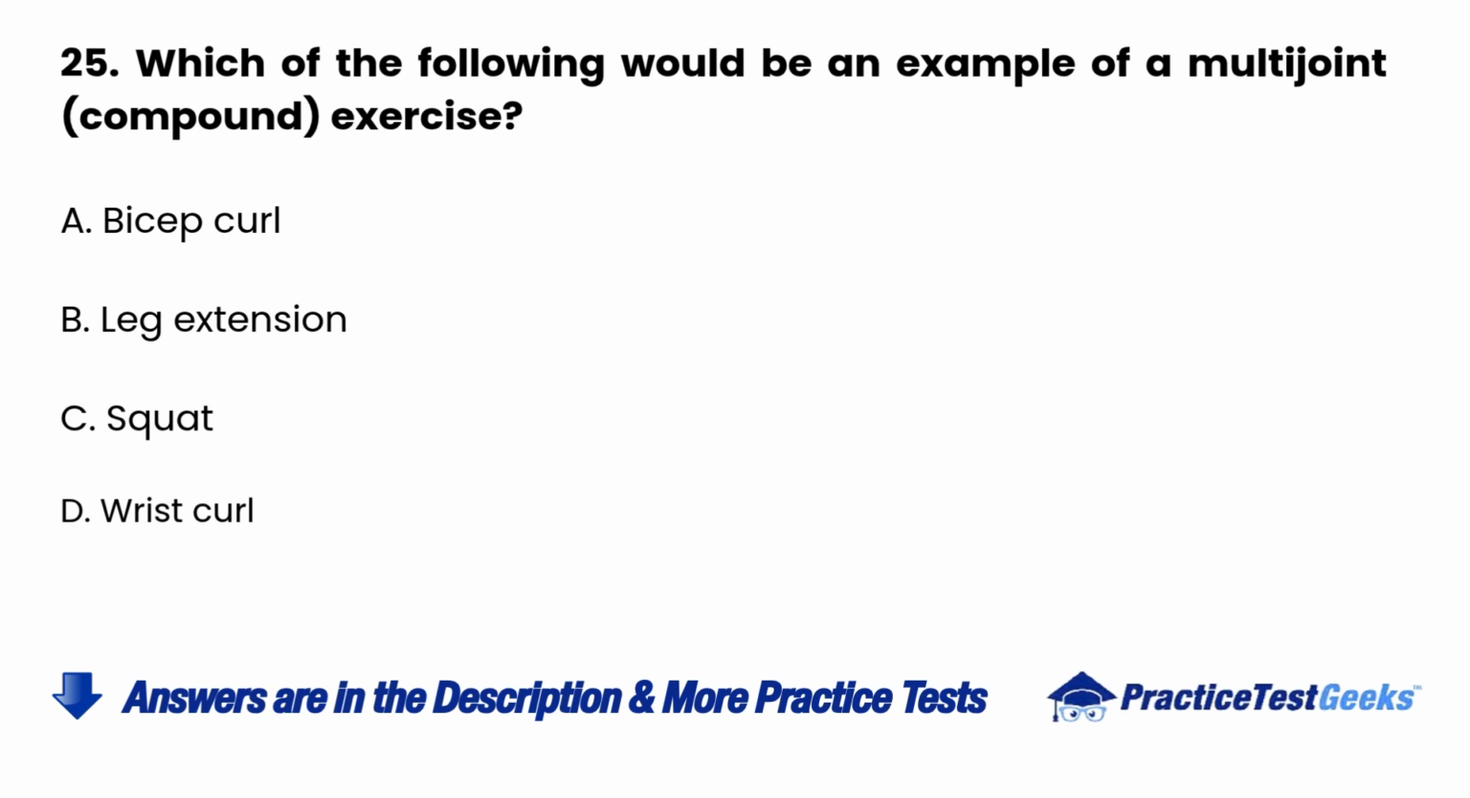25. Which of the following would be an example of a multi-joint, or compound, exercise? A. Bicep curl. B. Leg extension. C. Squat. D. Wrist curl.